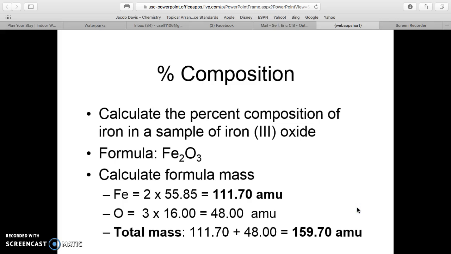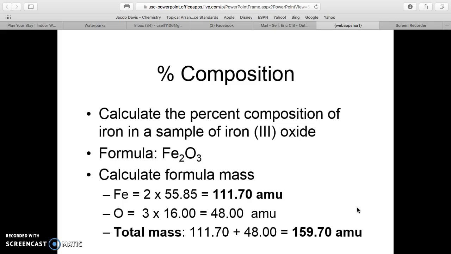Percent composition, here's one that's done for you. Calculate the percent composition of iron in a sample of iron(III) oxide. You've got the formula, which is Fe2O3, and then you're going to calculate the formula mass. You've got 2 irons, if you notice. You're going to multiply those by 55.85. It's okay with me if you round to 56. That's not a big deal to me. To get 111.7, or 112 if you rounded.